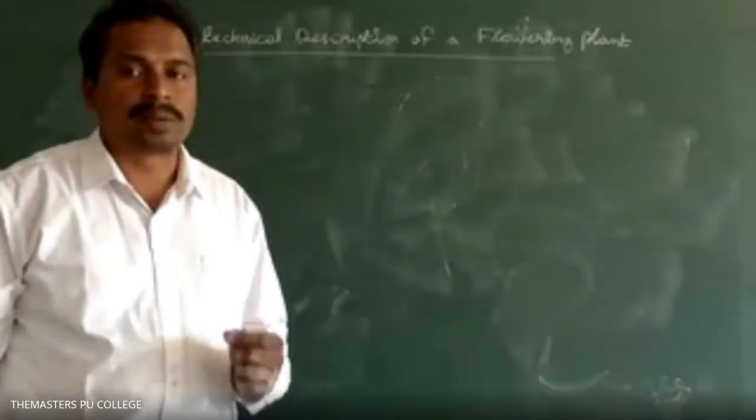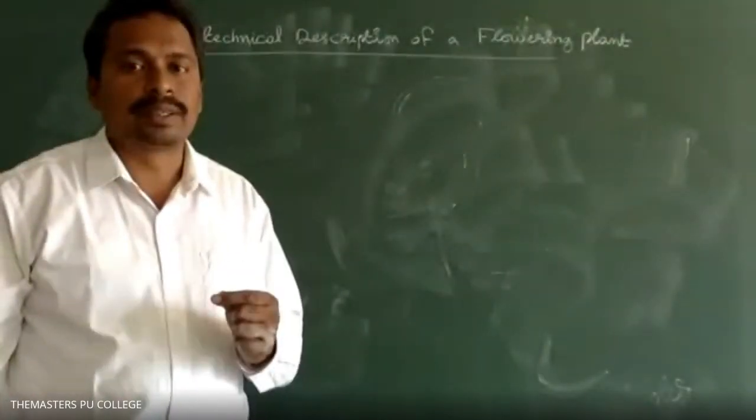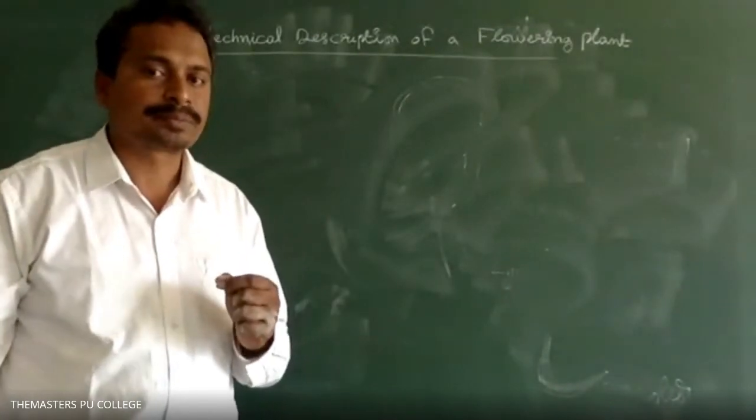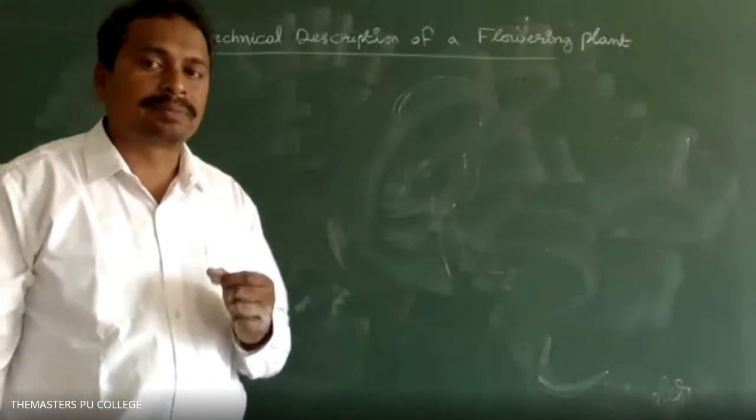So we already learned about the structure of a flower, the parts of a flower, and the types of flowers based on the gynoecium and based on symmetry. How many types of flowers are there? Three types.